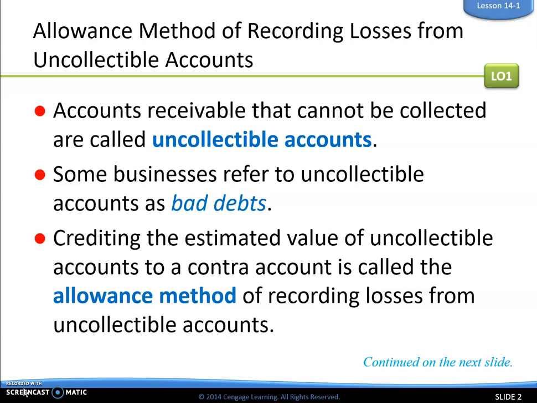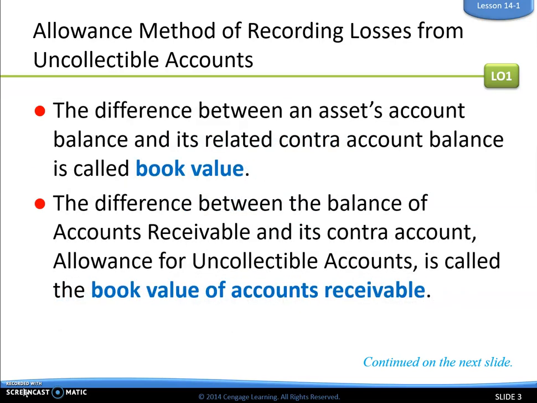Crediting the estimated value of the uncollectible accounts to a contra account is called the allowance method of recording losses from uncollectible accounts. And that's what we're going to be using, this allowance method. Okay. Remember, a contra account is something that decreases that controlling account. So a book value is the difference between an asset's account balance and its related contra account. So remember, a contra account decreases the controlling account.